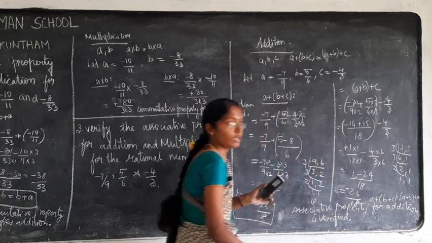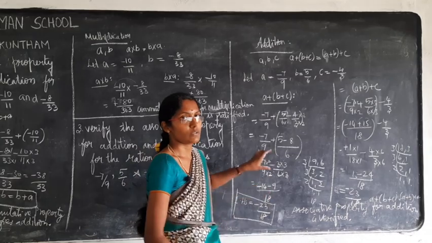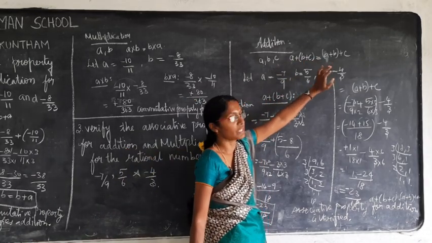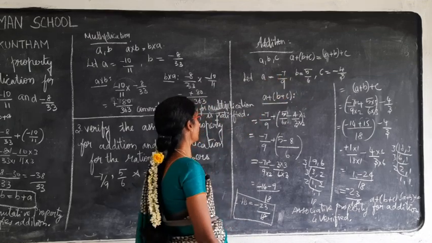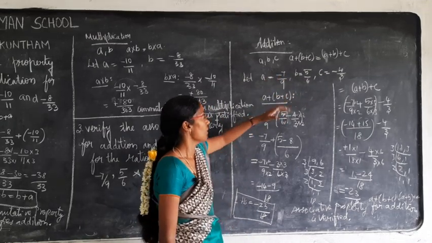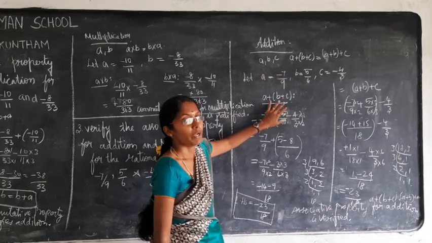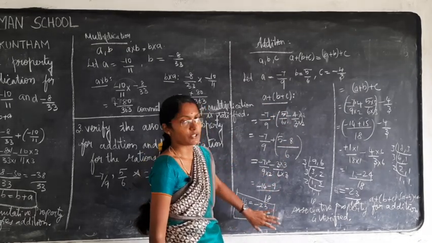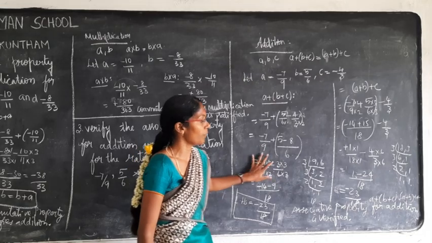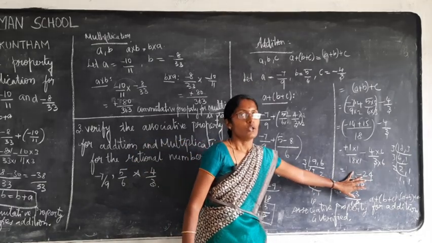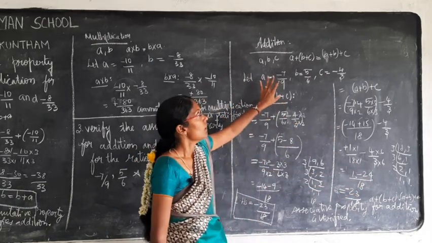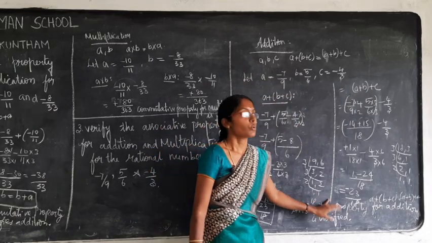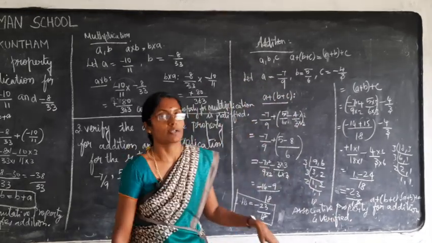So have you all clear? So how will you prove this? That is A plus B plus C is equal to A plus B plus C. So yeah, they had given the 3 numbers, by taking LCM and adding, you will get the particular number, that is LHS should be equal to the RHS. So that we can prove associative property for addition is verified. Okay.